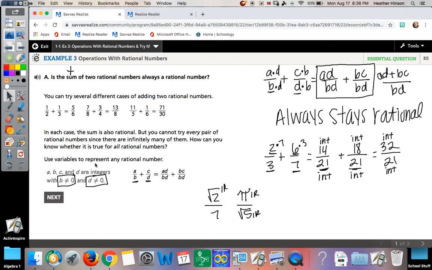But the main part of this is as long as your numbers are rational, they're going to stay rational. Just like if you add a pencil plus a pencil, you still have a pencil. It doesn't change to a marker.